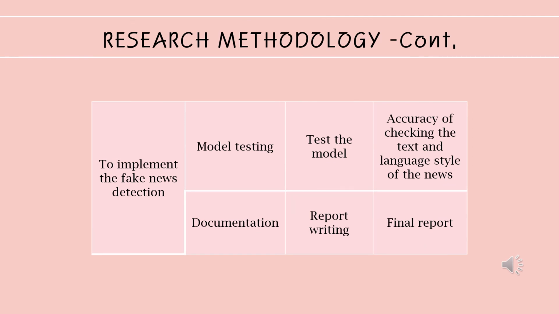The third objective is to implement the fake news detection. There are two phases for the objective. The first phase is model testing. The activity from this phase is to test the model. The deliverable is the accuracy of checking the text and language style of the news. The second phase is documentation. The activity for this phase is report writing. The deliverable is the final report.